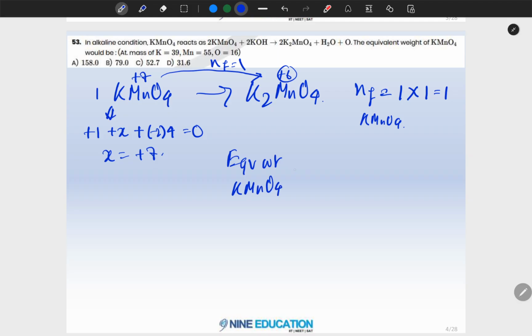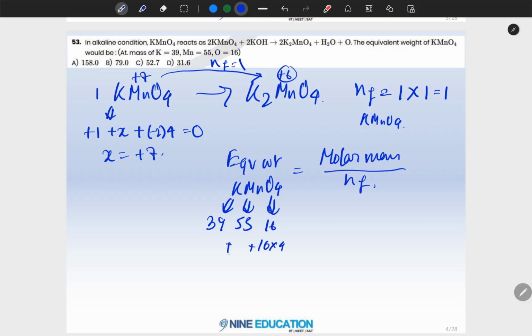Equivalent weight of KMnO4 is basically the molar mass of KMnO4 by n factor of KMnO4. Now how can we calculate the molar mass? For potassium the value is 39, for manganese the value is 55, and for oxygen the value is 16, so 16 into 4. After adding all these values, you will get the molar mass of KMnO4, which is 158.